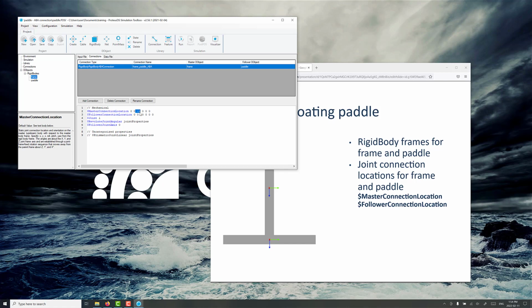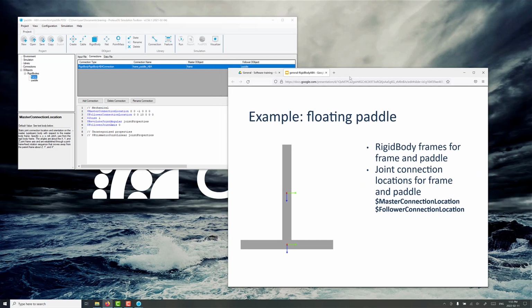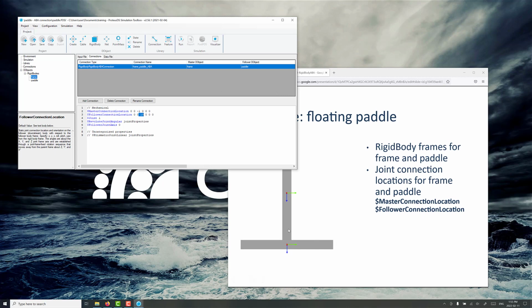There's -1 in Z, and everything else is 0. So it's just, remember this box is 2 meters tall, so it's just -1 to here. That's the joint connection location on the master, and then the follower, remember this box is 20 meters long, so we have 10 meters in Z lining it up here. You can see some inputs here for selecting the joint type. We're not changing these right now.